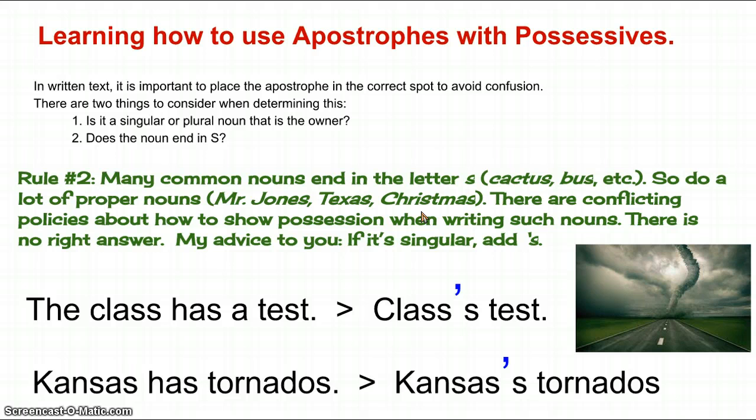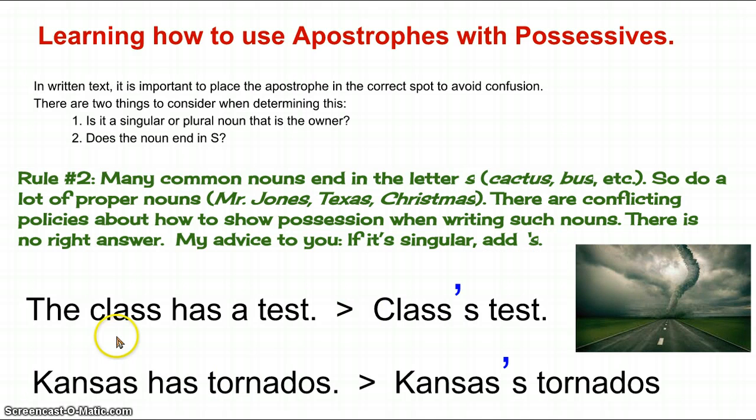So let's get back to common nouns that end in the letter S. There are many conflicting policies or ideas or rules about how to show possession when writing such nouns. There's no right answer. Once you've mastered the English language, you can kind of play around with it for a little while. But the way I'm going to teach you now, and my advice to you is, if it's singular, no matter whether it ends in an S or not, always add an apostrophe S. Always. If the noun is singular, add apostrophe S.